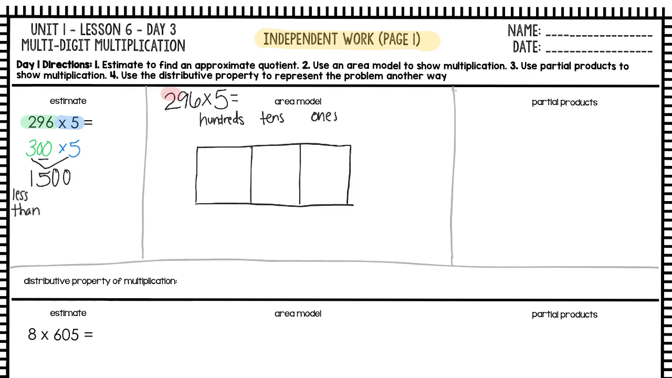So as we look at this, what is the value of the hundreds place? There is a 2, but we want to know what the value is. The 2 is worth 200. What is the value of the tens place? The 9 in the tens place has a value of 90. And in the ones place, the 6 has a value of 6. So we're going to write it in expanded form, 200 plus 90 plus 6. And we're going to multiply each of those by 5.